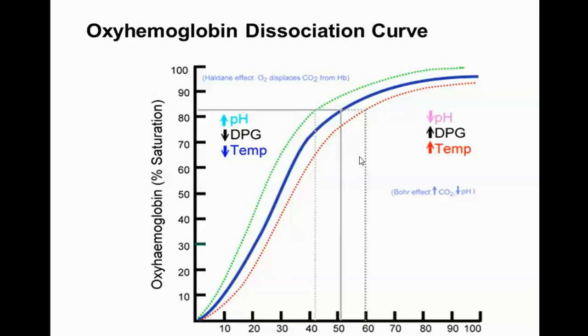Why at the tissues, everything increases. Metabolism leads to increase of temperature, increase of DPG, and we will illustrate it. Increase in hydrogen, which means decrease in pH, and increase in CO2 from metabolism also leads to decrease in pH. Okay? So it shifts to the right. It's clear? Okay. What's DPG?